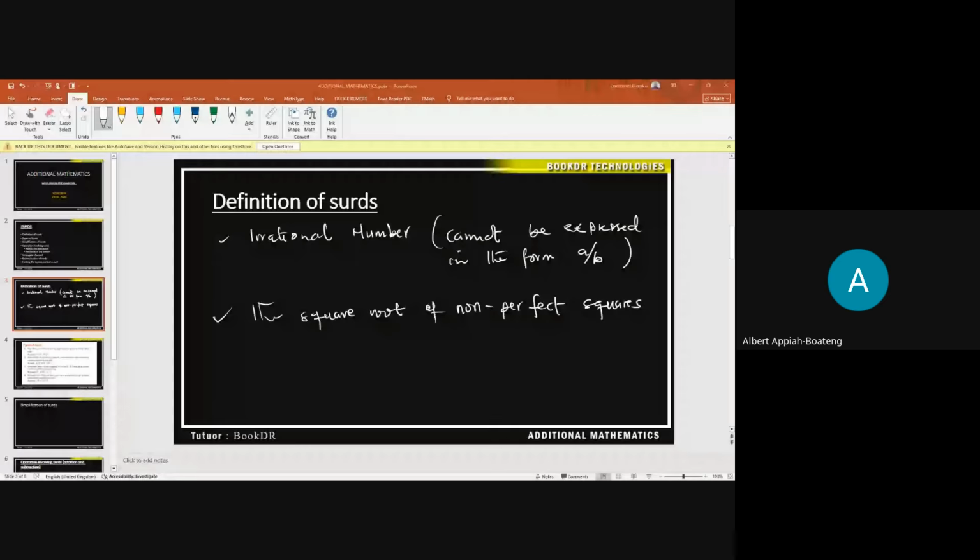Square root of 2. Square root of 2 is not a perfect square. Come again. Audrey Esuman. 16. 16, yeah, 16 is a perfect square. Correct. Good. So perfect squares, example.